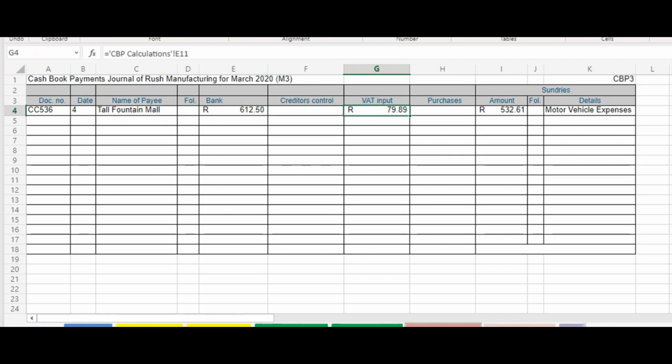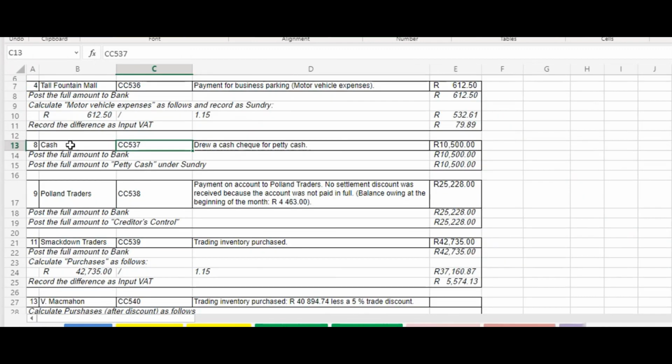Second transaction is where we drew a cash check for petty cash. So somebody went to the bank, gave in the cash check, and now we're taking that cash and putting it into our petty cash box. So how do we do that? We post the full amount to bank like always, and we post the full amount to petty cash, because it's not like we are paying for a service or for inventory. We are simply transferring our cash from one account to another, so no VAT applicable.